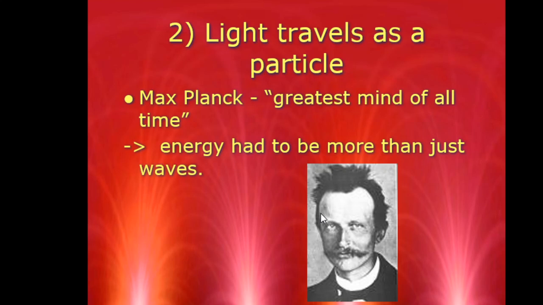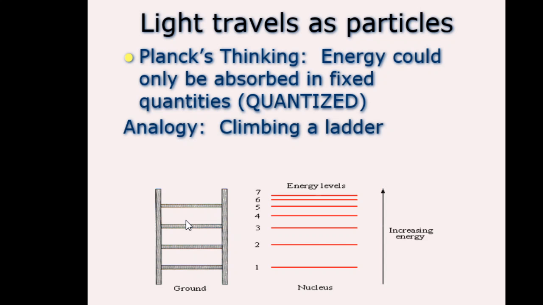All right, let's talk about our second camp of thought, that light travels as a particle. And this was started by a scientist called Max Planck. Sometimes he is quoted as the greatest mind of all time. And he said that energy had to be more than just waves. There had to be more characteristics of energy and light other than just waves. So his thought was this, that light travels as particles and that energy could only be absorbed in fixed quantities.